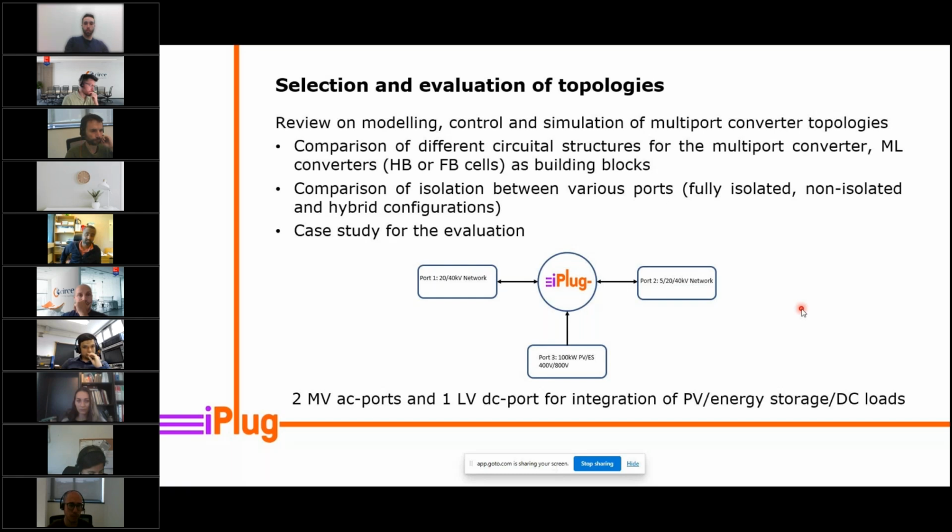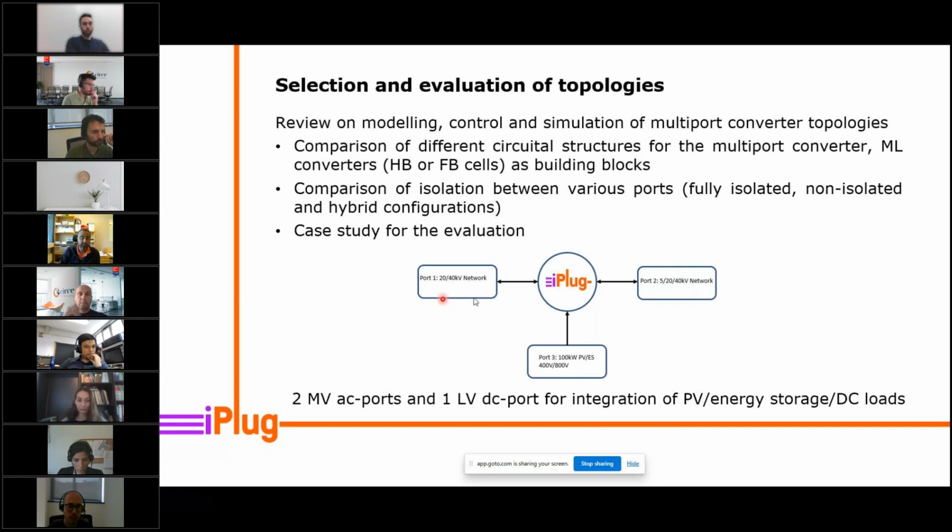And these solutions in general can be classified where the ports are directly coupled and there is no isolation, or you could have isolation in all of the ports, or you could have a mixture of both. So we investigate all of this, and of course that takes a lot of time, and we try to screen appropriate topologies, and we make a final comparison, and we come up with a topology that we think is best suited for the application.